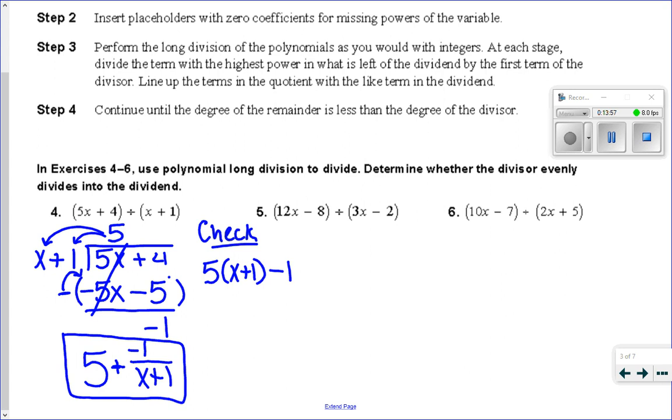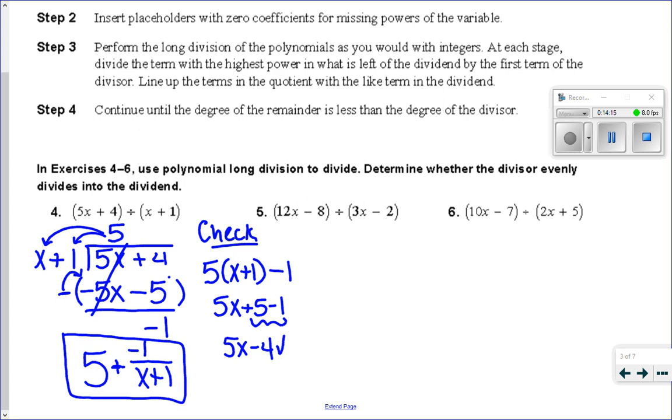If I do 5x, 5 times x, 5 times 1 is a 5, and then there's my remainder, and when I combine those, I do get 5x plus 4, which was our original polynomial. So it does work. Okay?